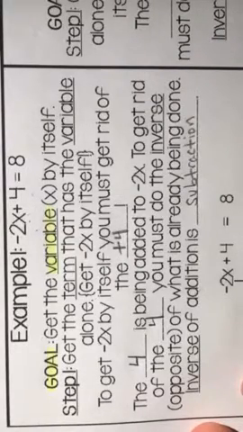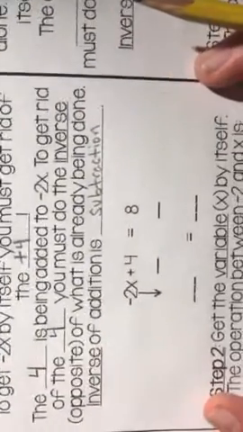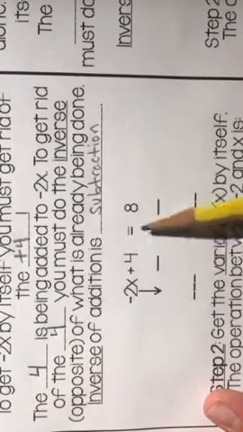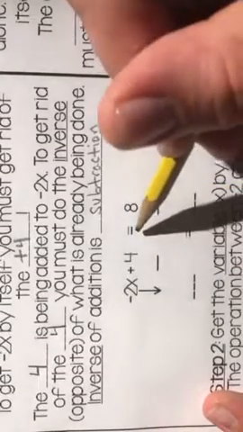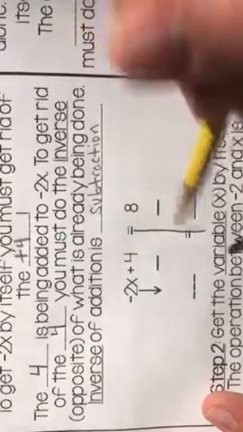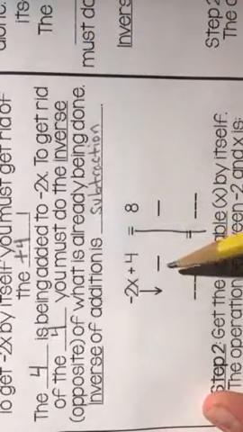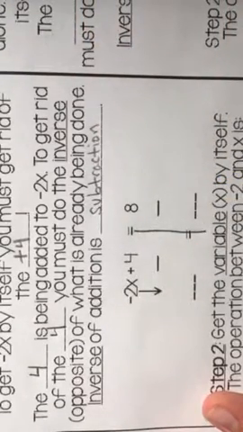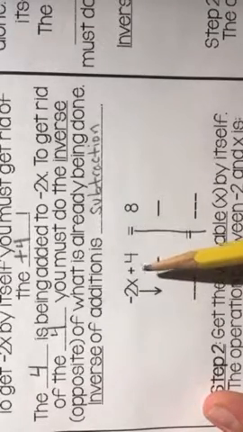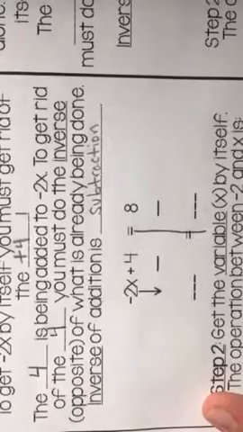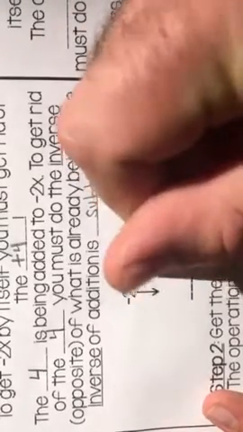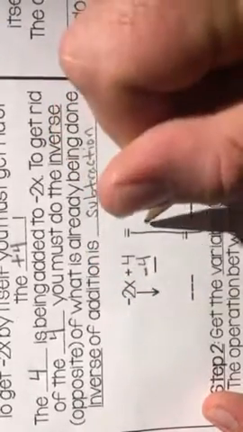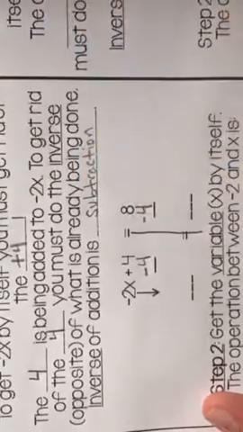So, if we're looking at the problem, I now have negative 2x plus 4 equals 8. What I like to do is draw my line to separate both sides so I know whatever I do to the left side, I have to do to the right side. So, in order to get rid of that plus 4, I have to do the opposite. And the opposite of plus 4 is minus 4. And I have to make sure I do that to both sides.